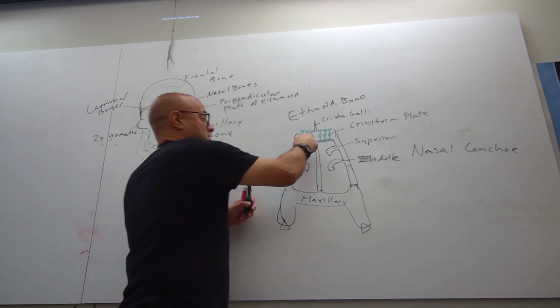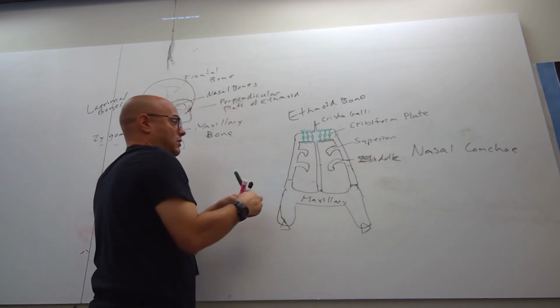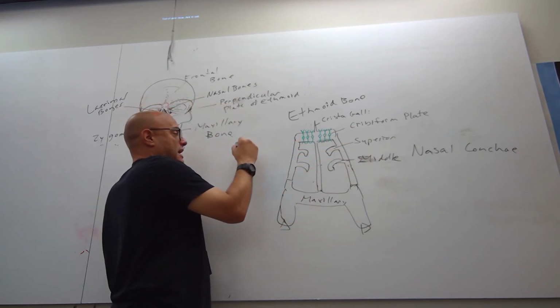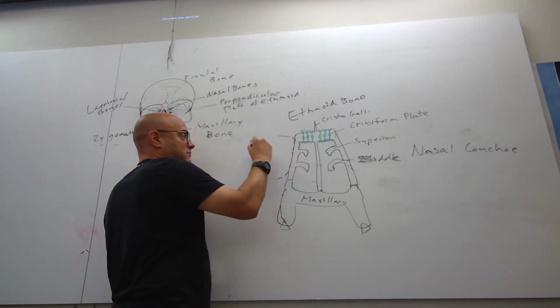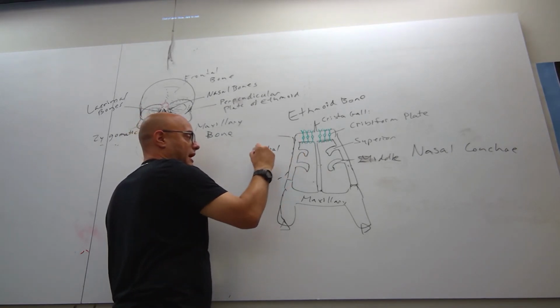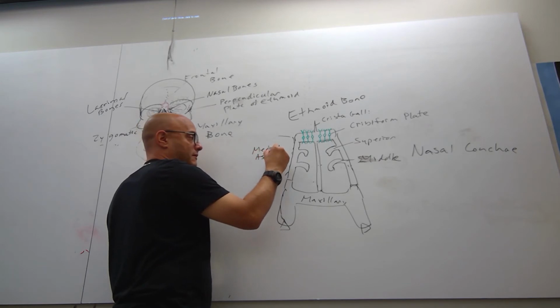Why? Because in the wall, in the lateral wall, which guys, this is the eye, right here. That right there, that's the medial aspect. That's the medial aspect of the orbit.